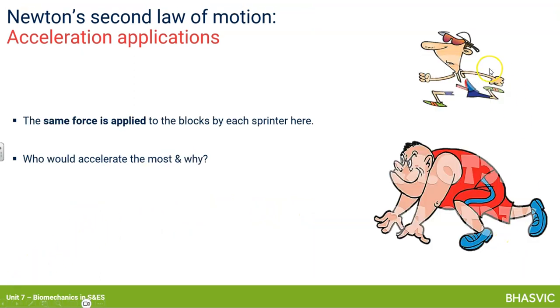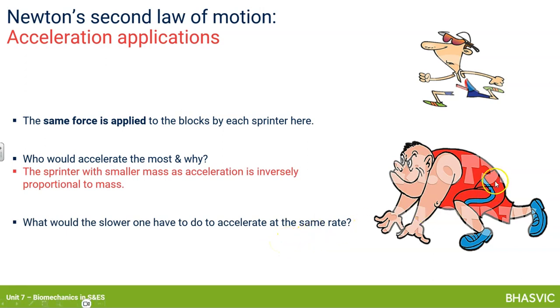Another example, we've got two athletes who are clearly of different mass, but if they applied the same amount of force back into the starting blocks, who would accelerate the most and why? Hopefully you know that because the law of acceleration says acceleration is inversely proportional to mass, if you apply the same force, this athlete has a small mass, small inertia, they would accelerate more rapidly than this athlete who has a larger mass, larger inertia, given the same forces applied.